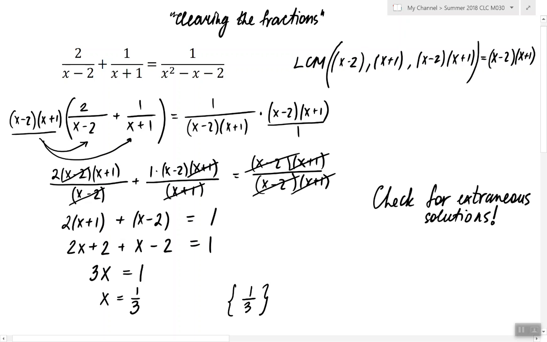How do we do that? We just take our value and we go back and we make sure that it doesn't turn any denominator to 0. And we know that only 2 values do such a thing. It's 2 and -1. Since 1/3 is neither one of those 2, we conclude that 1/3 is not extraneous, and therefore 1/3 is the only solution to this equation.